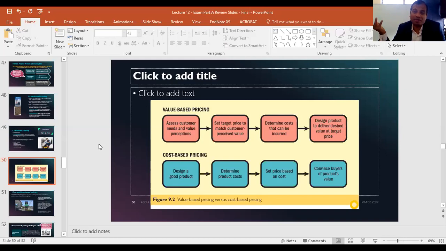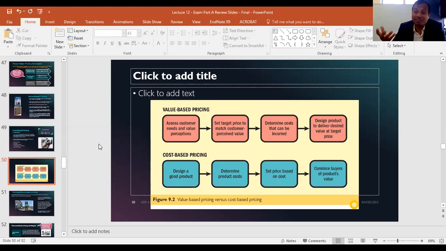What about the pull strategy? It's a reverse. Pull strategy means you are trying to match the expectation of the customer, particular segment, and then you are communicating that value to the customer. So in that case, you are not forcing them to buy. You are pulling them, attracting them to your product and service. So that is the push, that is the pull strategy.